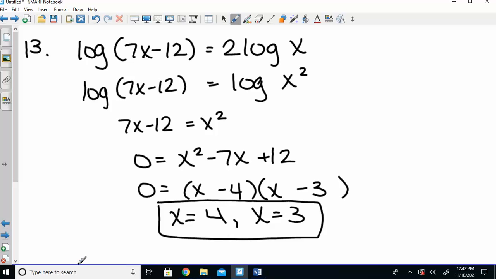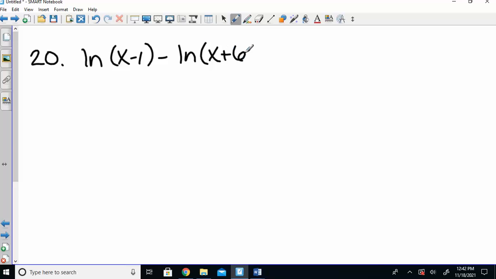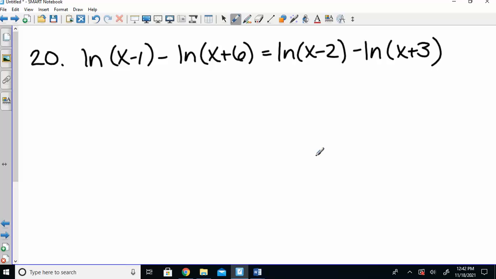Right. We have number 20. Do I have any terms without a log? No. When we do, that's when we try to use the definition to go into exponential form. Since everything has a log, my goal will be to get one log on each side, then we can drop it. So on the left, we have 2 logs subtracted. So how do we put those together?